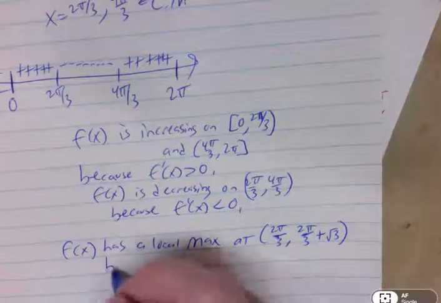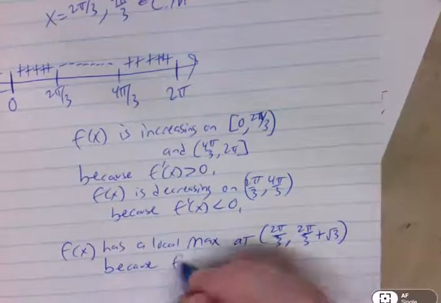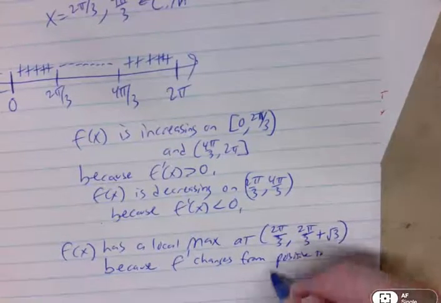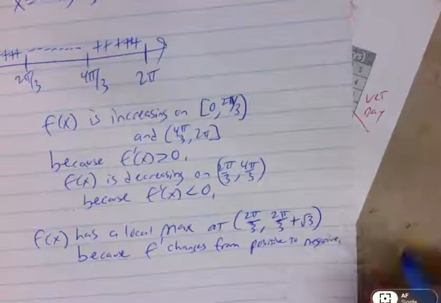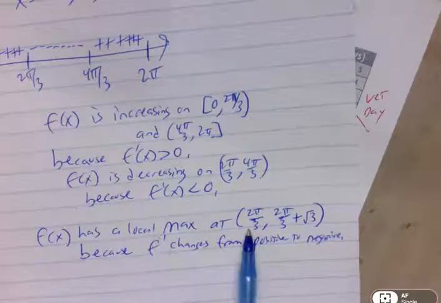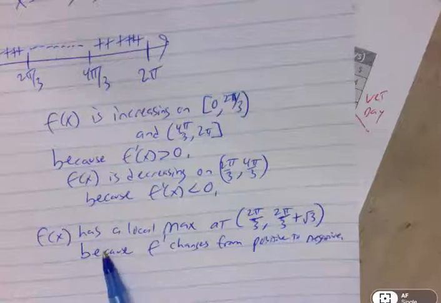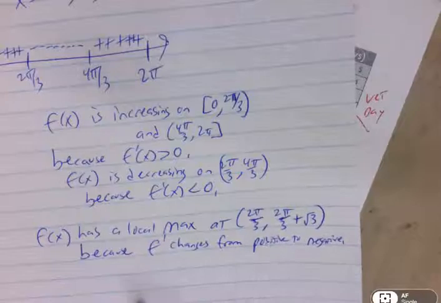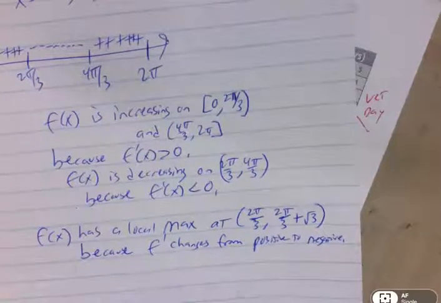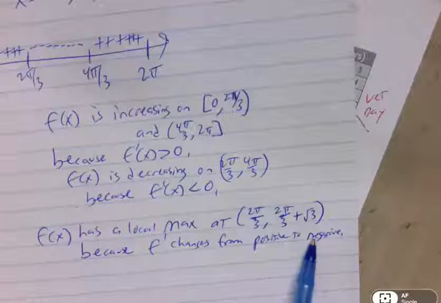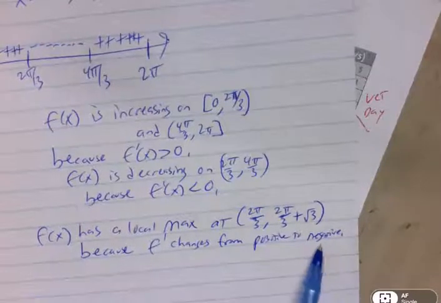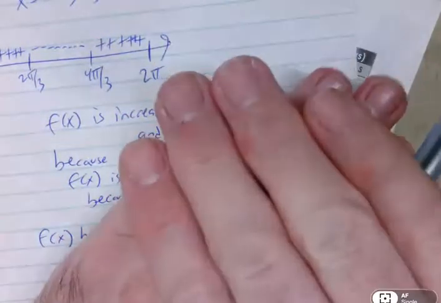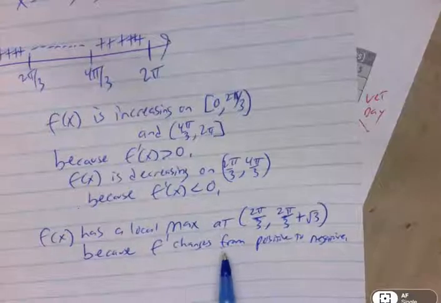And we have a max there because, and this is our first derivative test, f prime changes from positive to negative. Said another way, f of x has a local max at 2 pi over 3, comma, 2 pi over 3 plus rad 3, because f changes from increasing to decreasing. They're equivalent statements. I just happen to choose using the f prime notation instead. You just have to word it correctly. You're not going to say f changes from positive to negative, and you're not going to say f prime changes from increasing to decreasing. They're on different levels, right? You've got your position function or your original, then you've got your derivative, then you've got your acceleration or your second derivative.